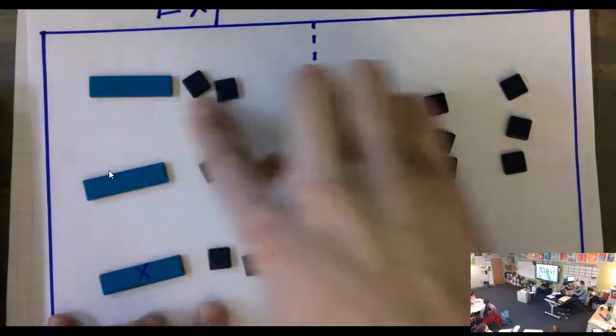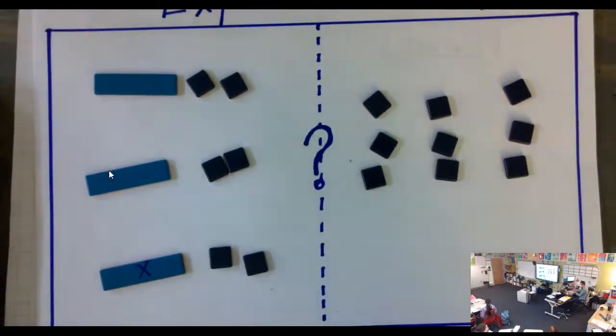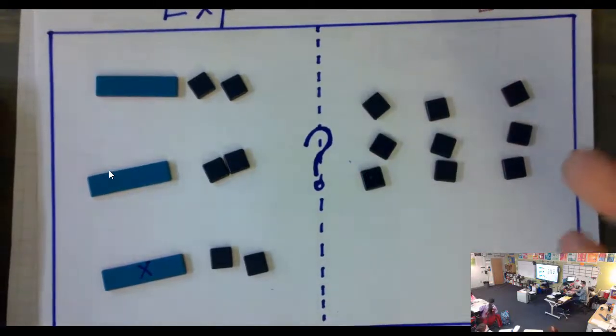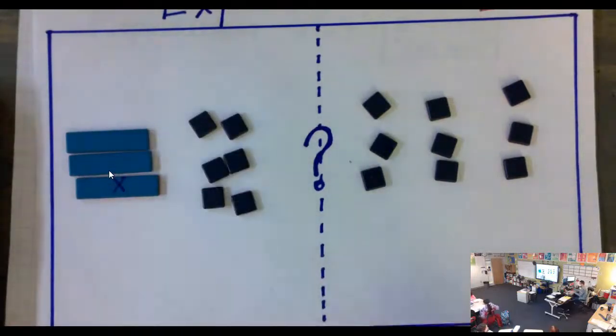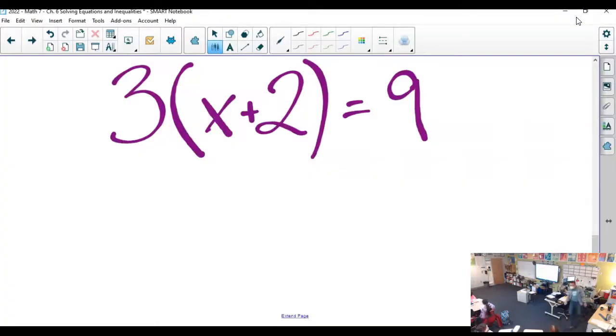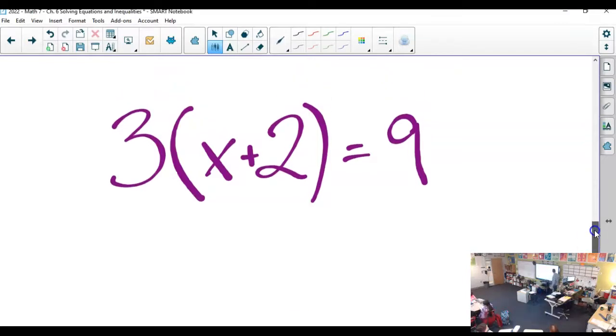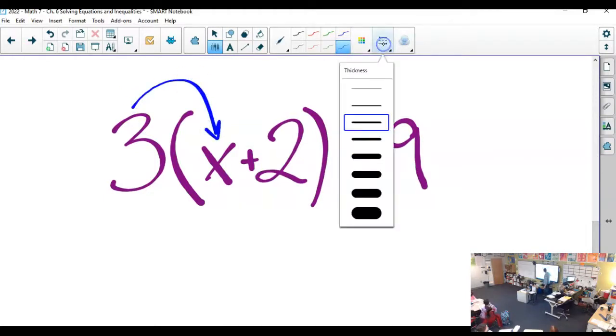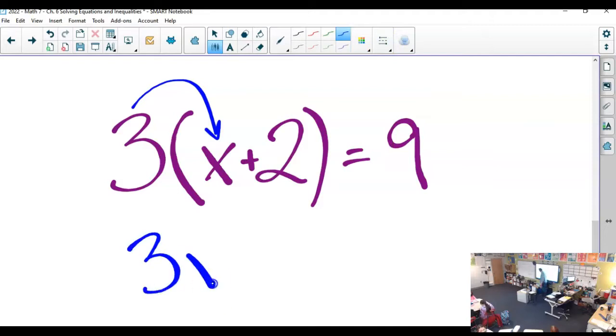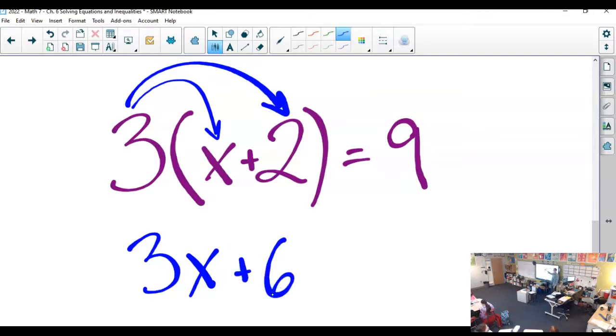Now, do I have 3 sets of x plus 2? Yes. Do I have 9? Yes. If we put stuff together, what do I really have on the left side? 3x plus 6, because 3 times the x gave us 3x, and 3 sets of 2, what's 3 times 2? Gave us 6. Please draw those arrows on your paper. I've been begging you to draw those arrows all year.